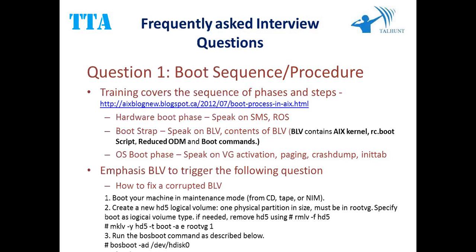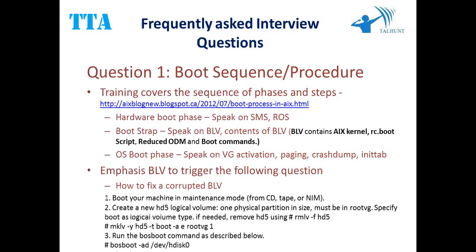Create a new hd5 logical volume. hd5 is the BLV. You should be aware of all the partitions that hold the root VG. hd5 belongs to the BLV, and it holds 1 PP. The BLV size is 512 bytes, and it must be in the root VG.